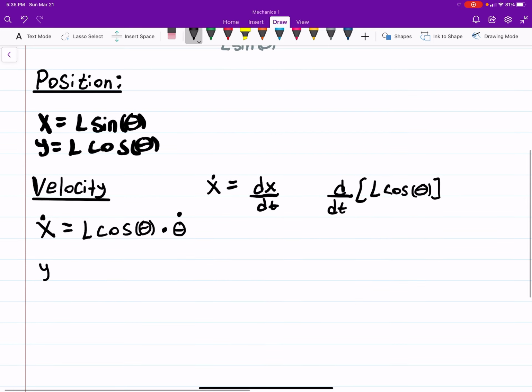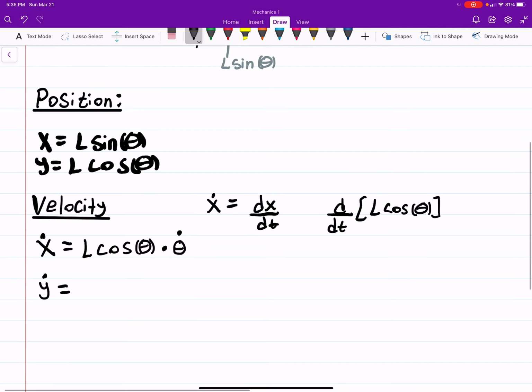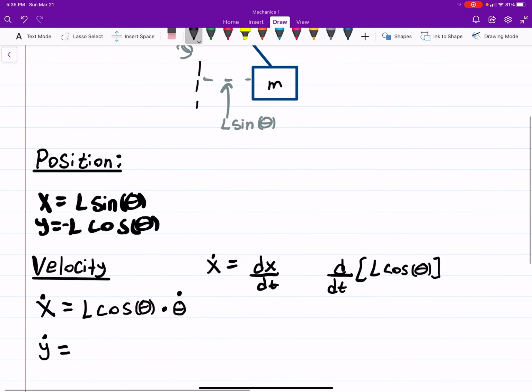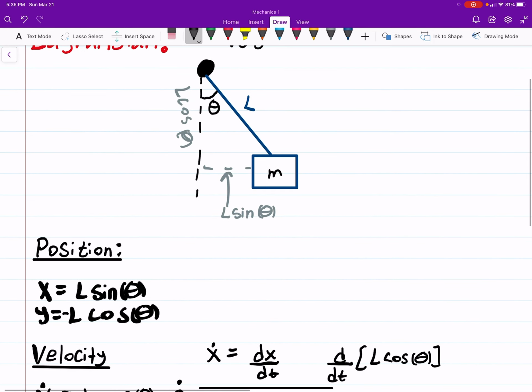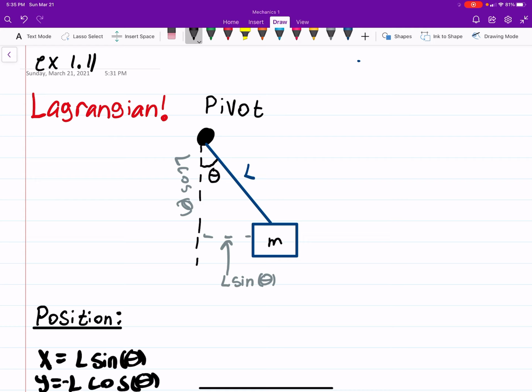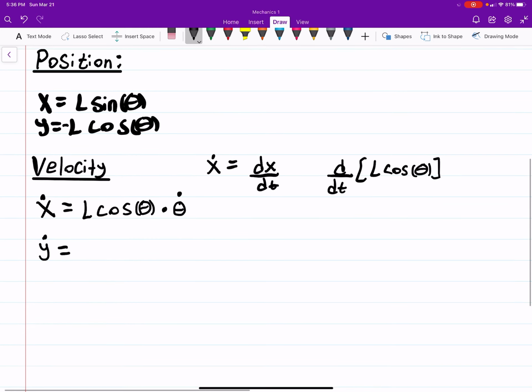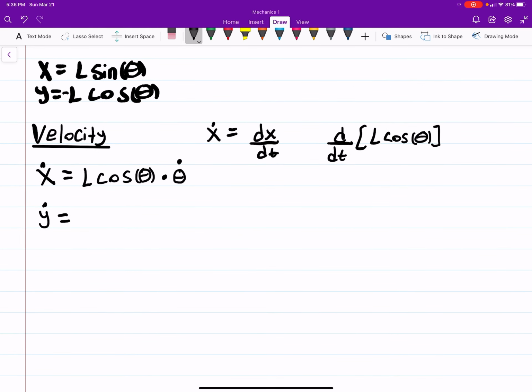And we have to do the same thing for y. So y dot, let's see, I'm sorry, this should be a negative L cosine theta because it's below, right? If we let this pivot be our origin. That's going to make a difference because when we take the derivative, the derivative of cosine is negative sine, so you end up just getting positive L sine theta, and then for the same reasons as before, theta dot. So hopefully it makes sense why we're doing the chain rule here.